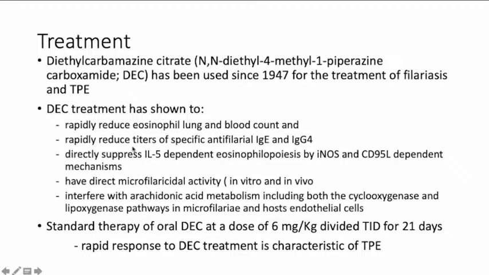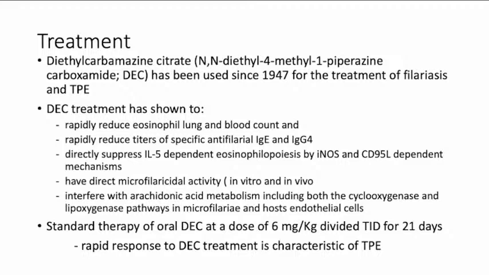And remember, in the clinical criteria, we had a lot of eosinophils in the blood as well as in the lungs. We had high circulating levels of IgG and IgE. We had a high total number of eosinophils in the blood. So by interfering with all these different pathways, DEC is therefore effective for treatment of TPE. And the dose that is recommended is 6 milligrams per kg, divided into 3 daily doses. And this is given for a period of 21 days.